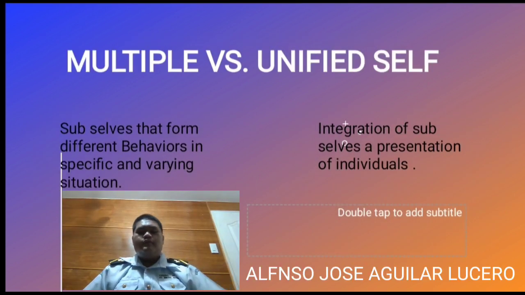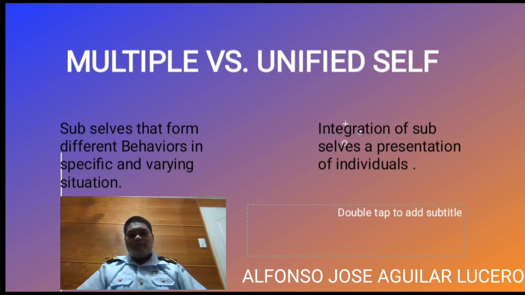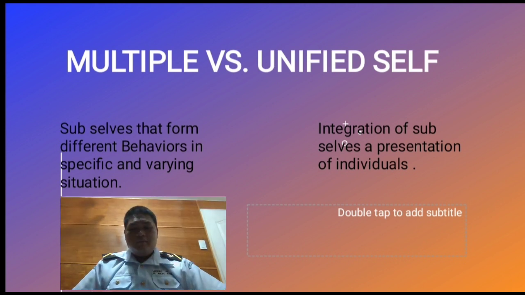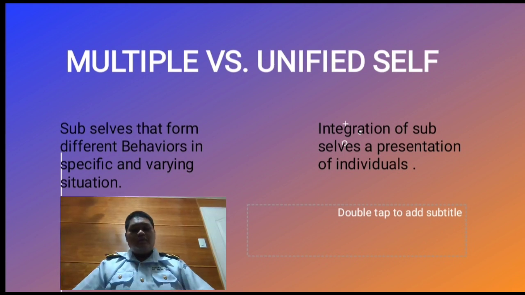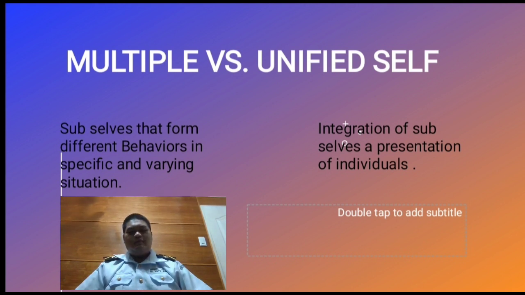Multiple versus unified selves. Multiple selves are subselves that form different behaviors in specific and varying situations. Unified self is an integration of subselves, the presentation of the individual. It's also the self that we show to people we trust and when we are alone. So multiple selves are subselves that form different behaviors in specific situations, which are not limited to characteristics but also vary. For example, you are a lazy person, but you need to solve that problem, so you need to be motivated. So you need to change your characteristic. So that's all.